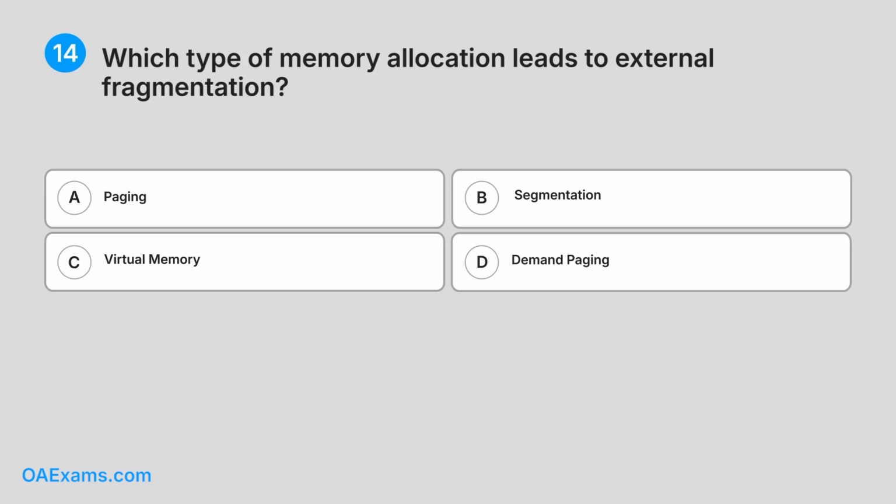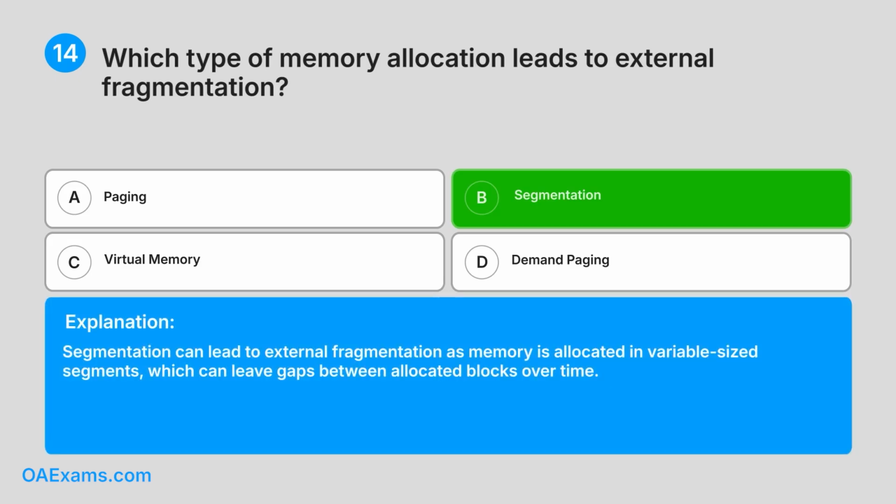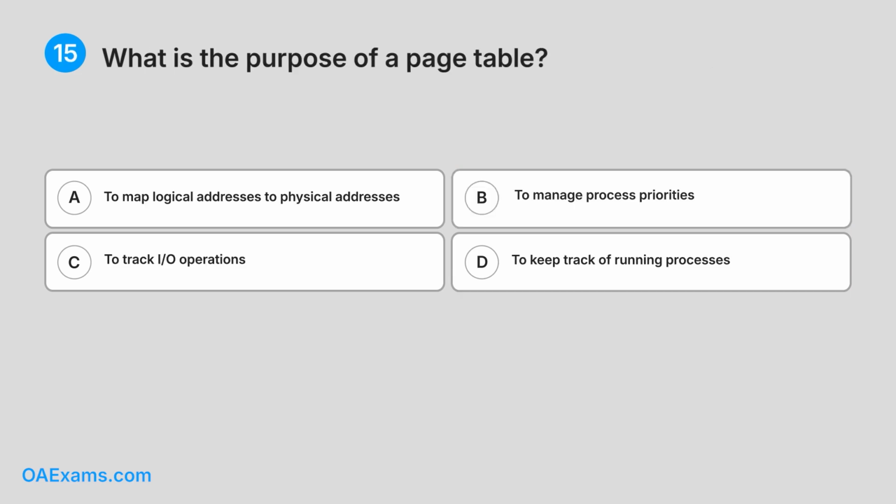Correct answer: B. Segmentation. Explanation: Segmentation can lead to external fragmentation, as memory is allocated in variable-sized segments, which can leave gaps between allocated blocks over time. 15. What is the purpose of a page table?